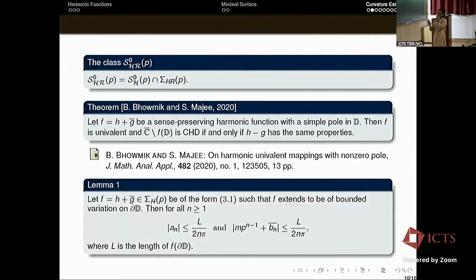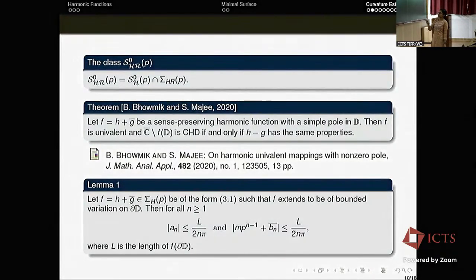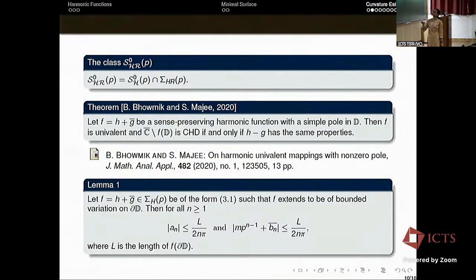Now to prove the first main theorem, we need some lemmas as a tool. In the first lemma, we proved that if F is in the class sigma HP with the usual expansion, then the coefficients of H and G will satisfy these inequalities. Here L is the length of F of del D. Del D is the boundary of the unit disk, that is the unit circle.